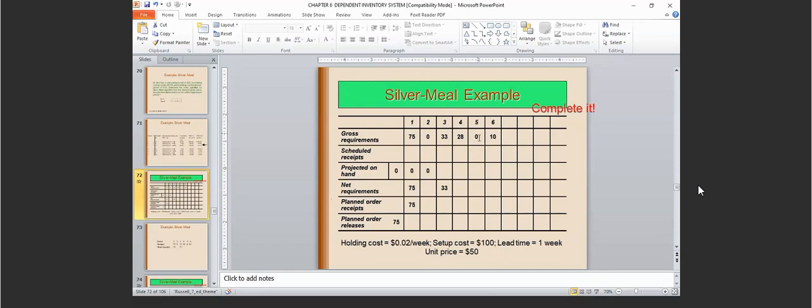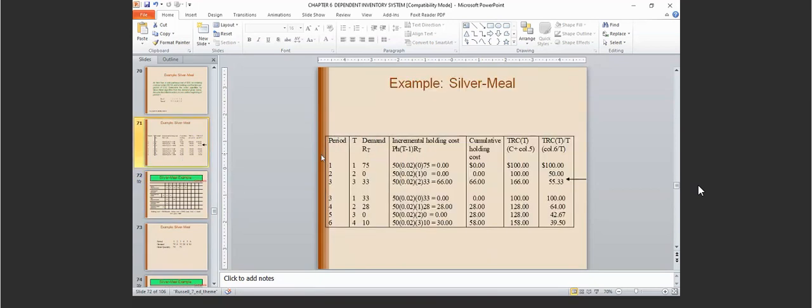Period 5 here, we have 0. So we put here 0. So 50 multiplied with 0.02 multiplied with 2 multiplied with 0. So we have 0. And the cumulative holding cost also we may maintain at 28, where 0 plus with the 28, we have 28. And the total relevant cost will be 128. We maintain at 128.